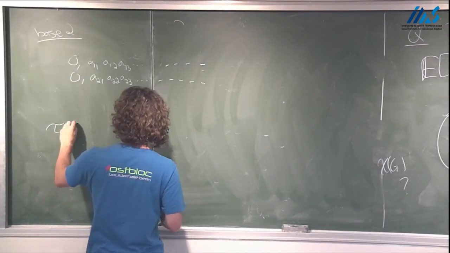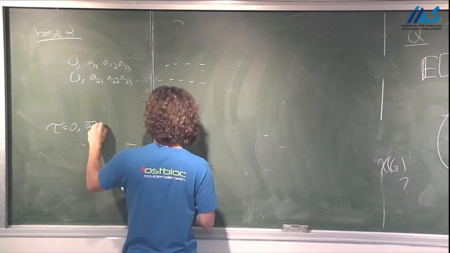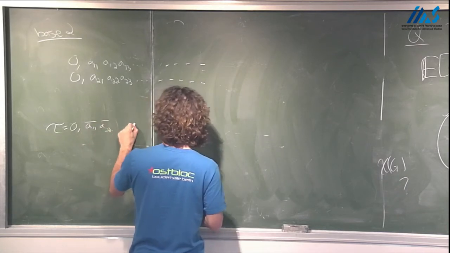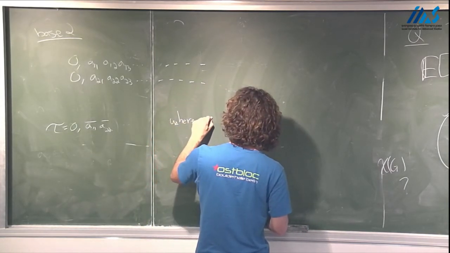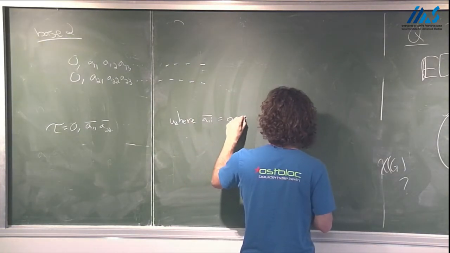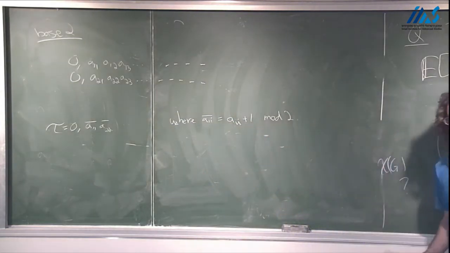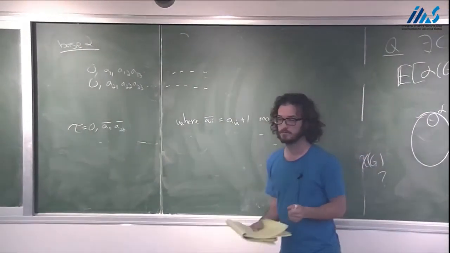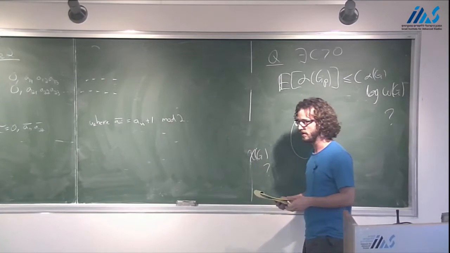I create this number 0 point a11 bar, a22 bar, and so on, where a_ii bar is simply equal to a_ii plus 1 mod 2. The claim is that this number is not in the tableau. Then you prove that this number is transcendental. It cannot be in the list.